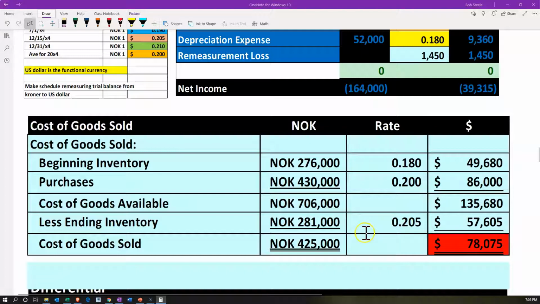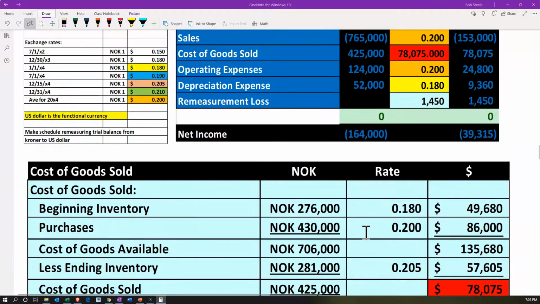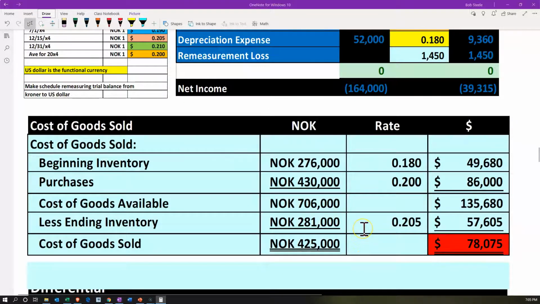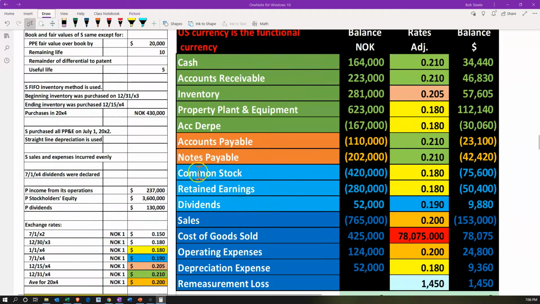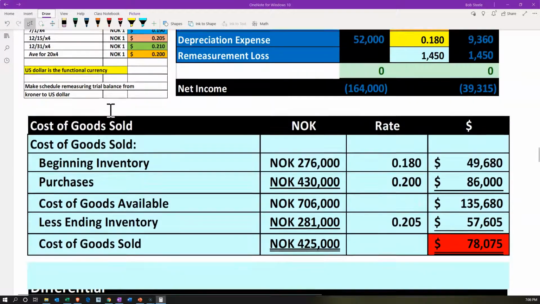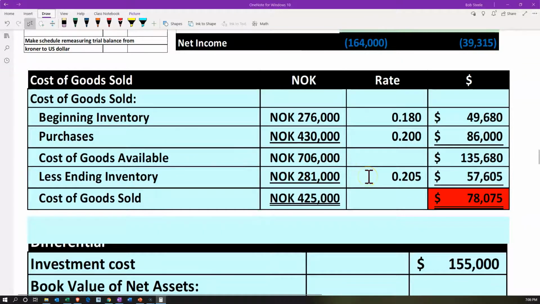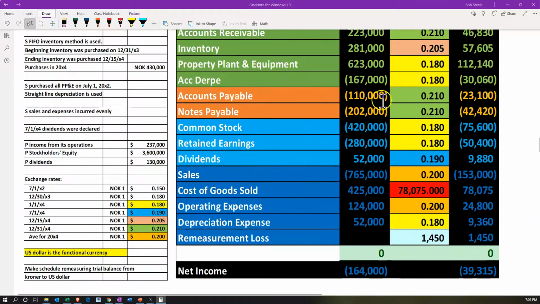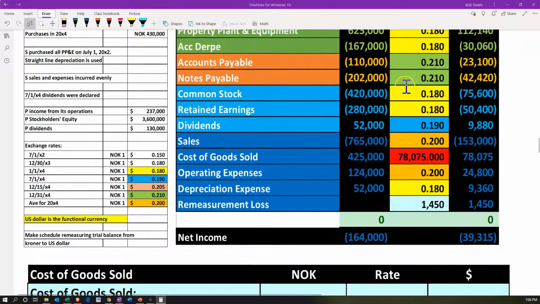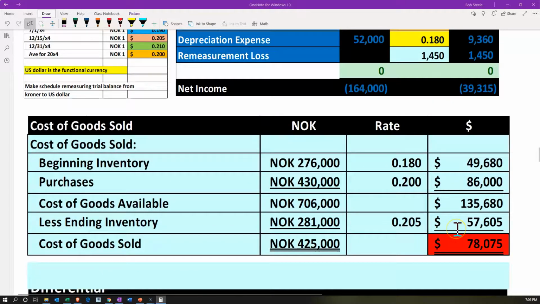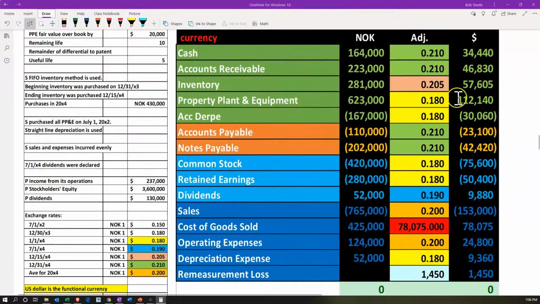So then that's going to give us the 135,680. And then we have the ending inventory. And the ending inventory, we're going to use the rate at the end of the time period, the rate that the ending inventory was purchased on, which was 1215 right here, the 1215. So we're valuing that in the historical cost the same way we did up here on the trial balance. And that's going to give us that 57,605 as it did with the trial balance up here.